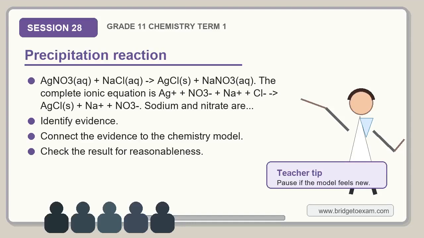The complete ionic equation is Ag+ plus NO3- plus Na+ plus Cl- gives silver chloride (s) plus Na+ plus NO3-. Sodium and nitrate are spectators. The net ionic equation is Ag+ plus Cl- gives silver chloride (s). Notice how the answer comes from evidence and reasoning, not from guessing.